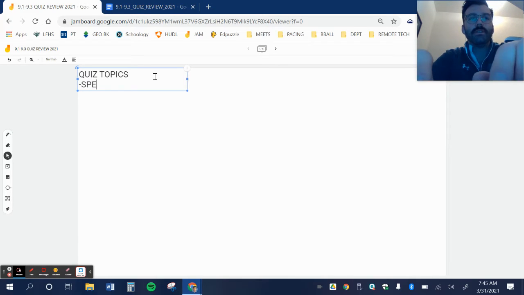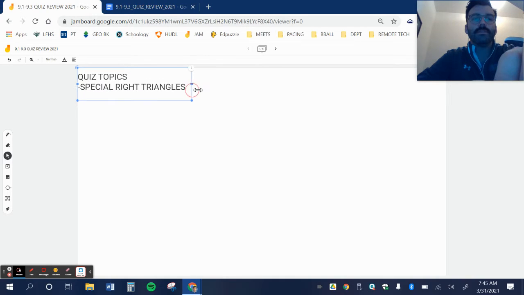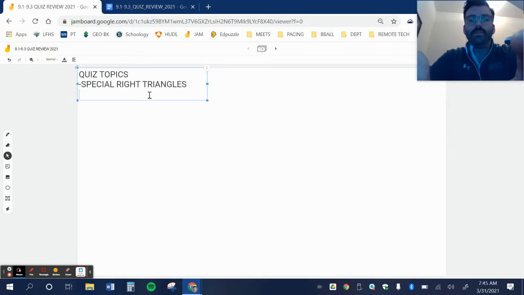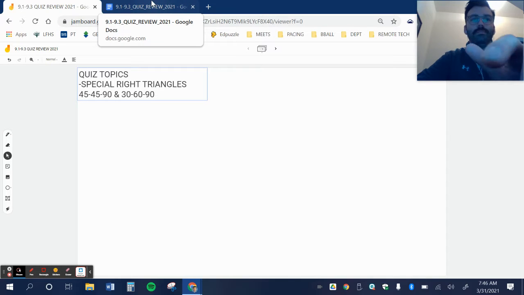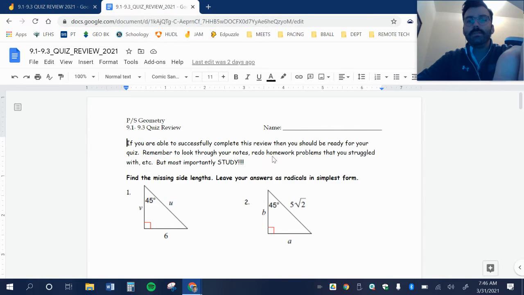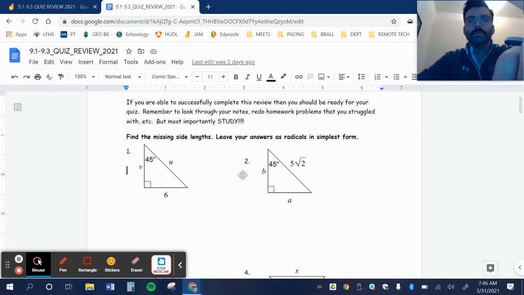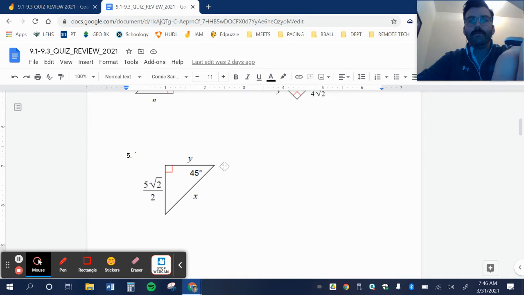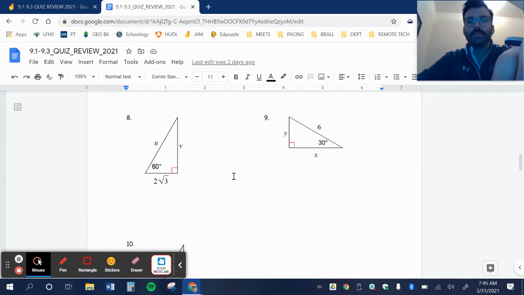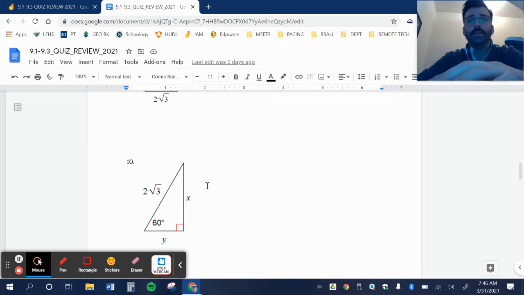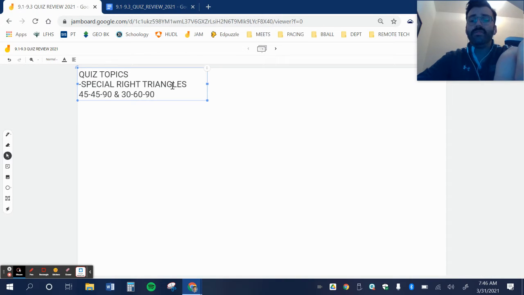So you'll definitely see special right triangles. The type of triangles I'm talking about are the 45, 45, 90 and 30, 60, 90 triangles. You will see probably about two of each of those, similar to what you see here in your review. These questions are fair game, anything like 1 through 10. I would say 1 through 5, two of those, 6 through 10, two of those.